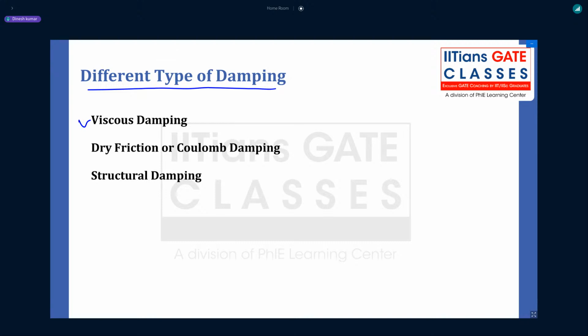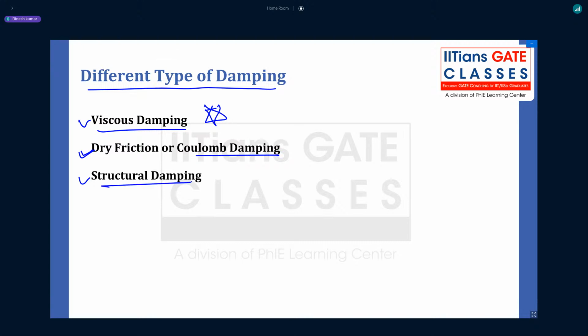One is viscous damping, dry friction or Coulomb's damping, and structural damping. Most of the literature discusses in depth viscous damping, or if you take any Indian author's book, they mostly highlight only viscous damping. But if you refer to a standard book like S.S. Rao, they equally cover dry friction or Coulomb's damping, structural damping and other things.